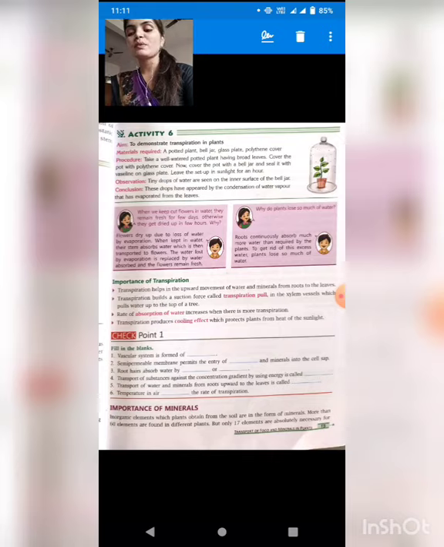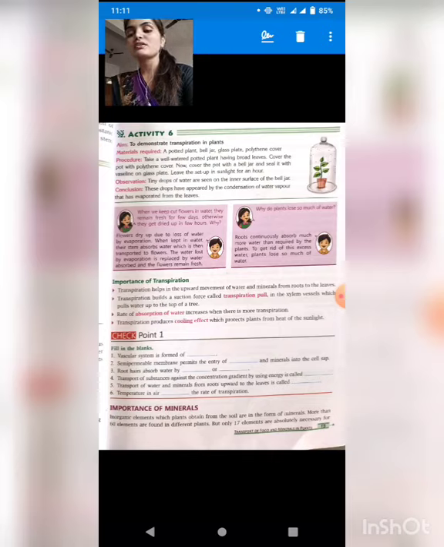Now the second is that transpiration builds a suction force called transpirational pull. So after transpiration occurs, it exerts a suction pressure, which is known as transpirational pull, in the xylem vessel, which pulls water up to the top of a tree. This pressure or force is exerted in the xylem vessel. With this pressure or force, the conduction of water takes place in the upward direction.